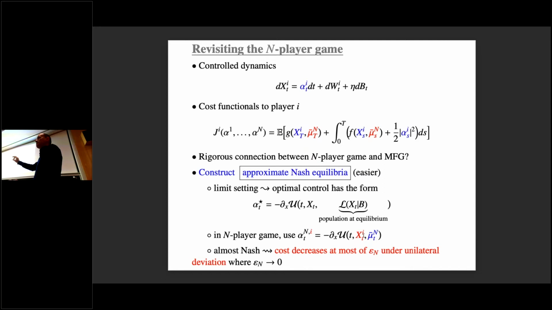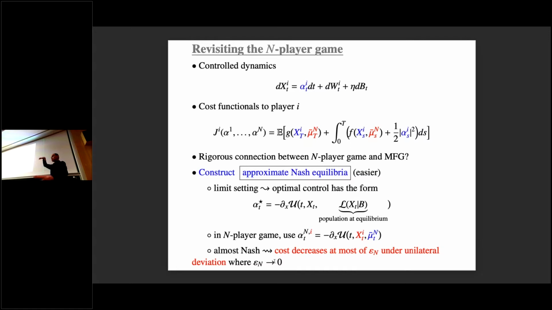So this is not exactly a Nash equilibrium. A Nash equilibrium says that if I deviate, there is no way for me to decrease the cost. But here, what I'm saying is that if I use the strategy given by the mean field game and plug this into the particle system, then I could possibly decrease the cost a little bit, but the gain would be very, very small, meaning that the benefit of a possible deviation would be at most some epsilon N, and this epsilon N would tend to zero when N tends to infinity.